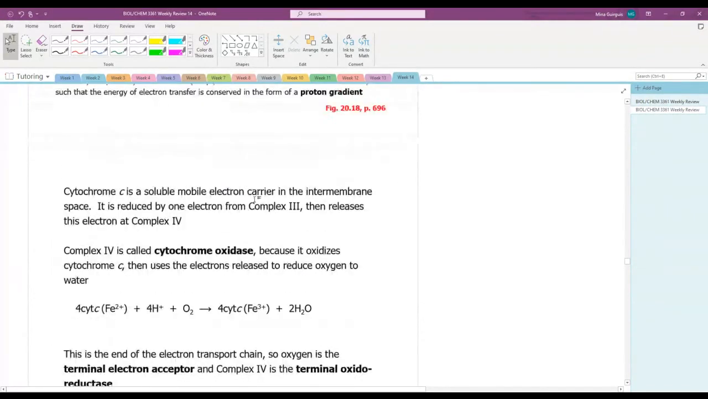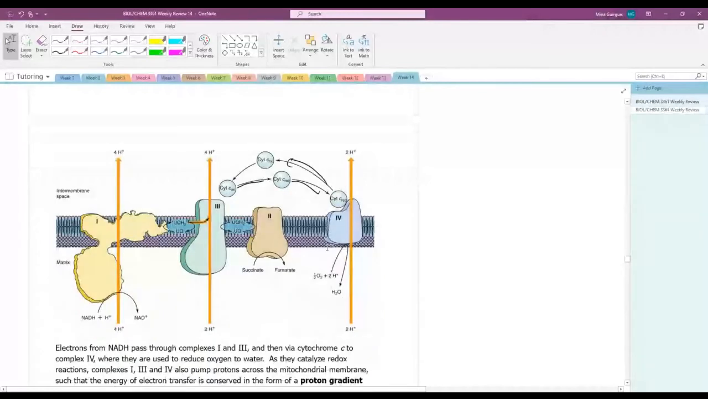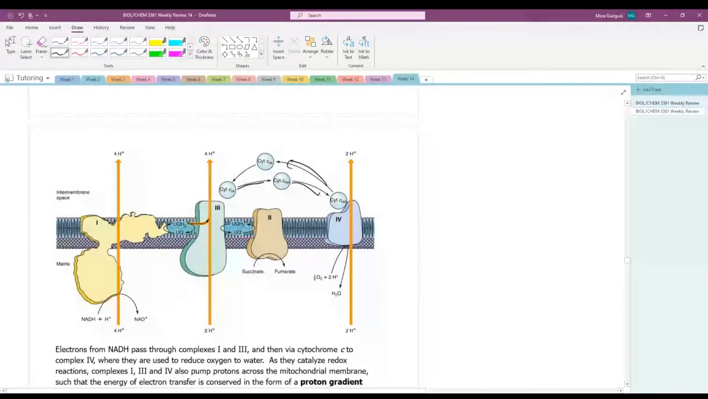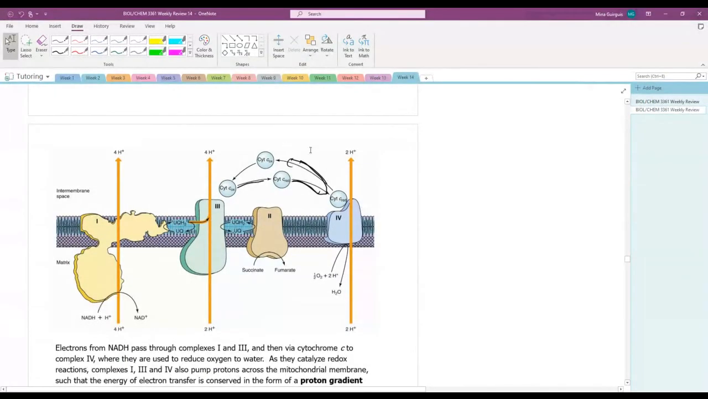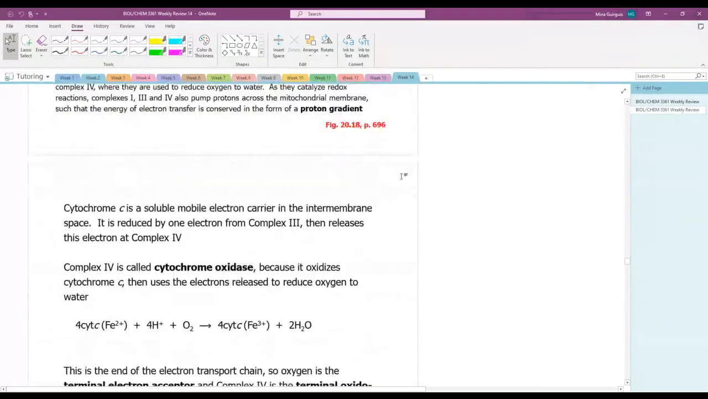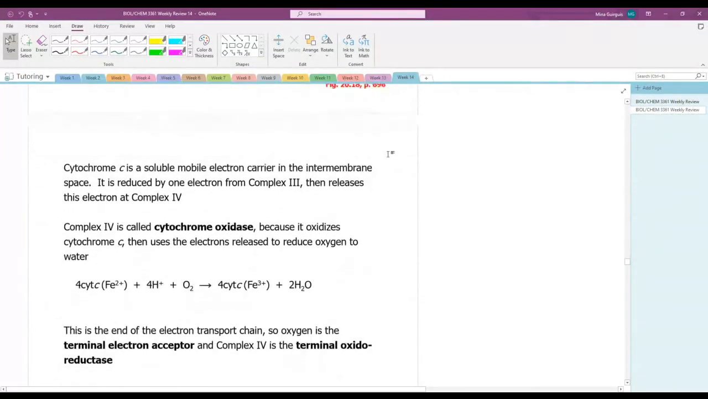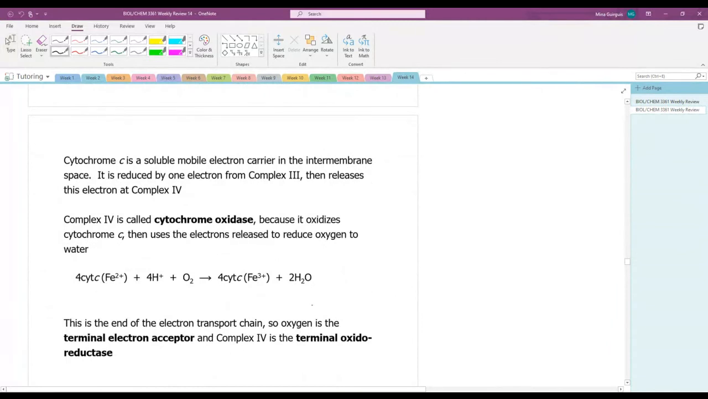So complex 4 is called cytochrome oxidase. So let's think about why this is. Because it's pretty straightforward. It's oxidizing cytochrome C. The names themselves are pretty simple. It's just we try to make it more complex for ourselves. So in order to oxidize cytochrome C, it needs to reduce something, right? Redox reactions always come in those pairs. What does it reduce? It reduces oxygen into water.